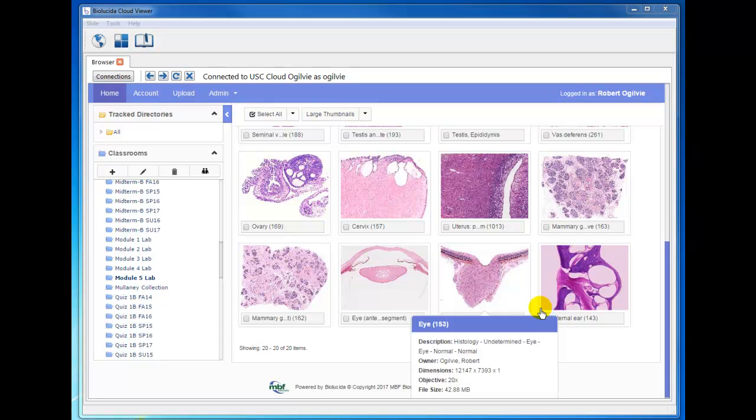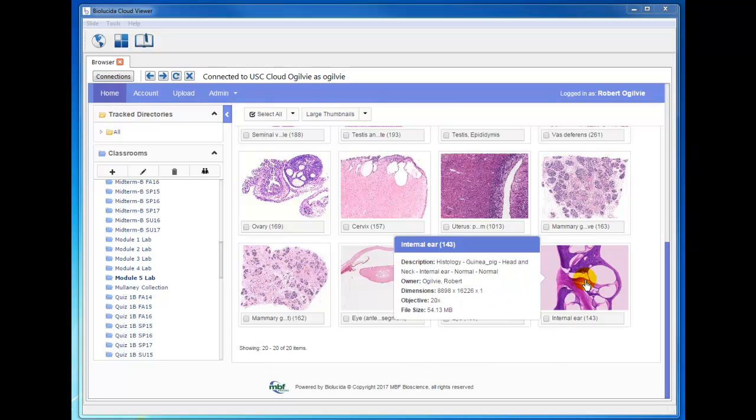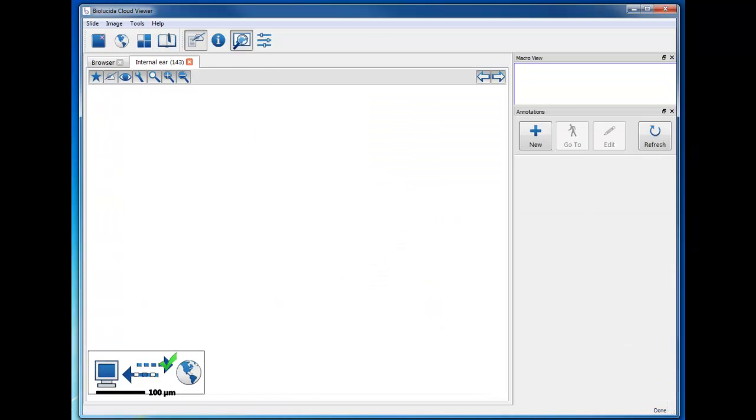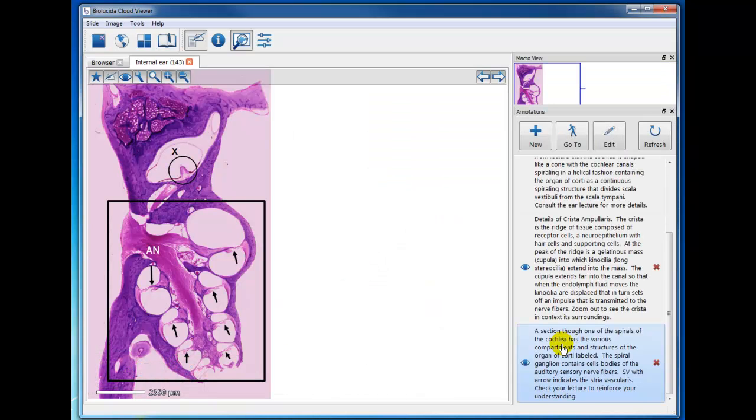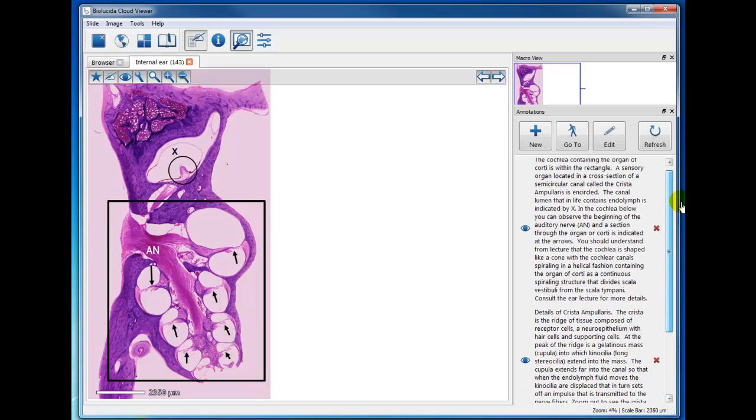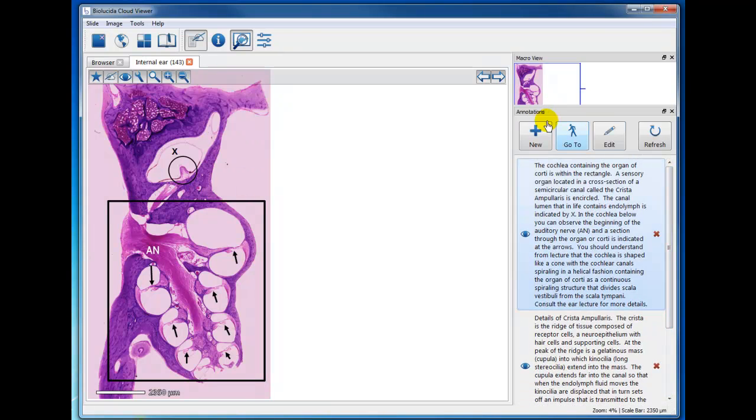This video will give you a tour of the specimen we have for you to study on the internal ear. There are several annotations here. The first one is an overview where you see that we have the cochlea, which is a cone-shaped structure consisting of a canal that is organized in a helical fashion to the tip.